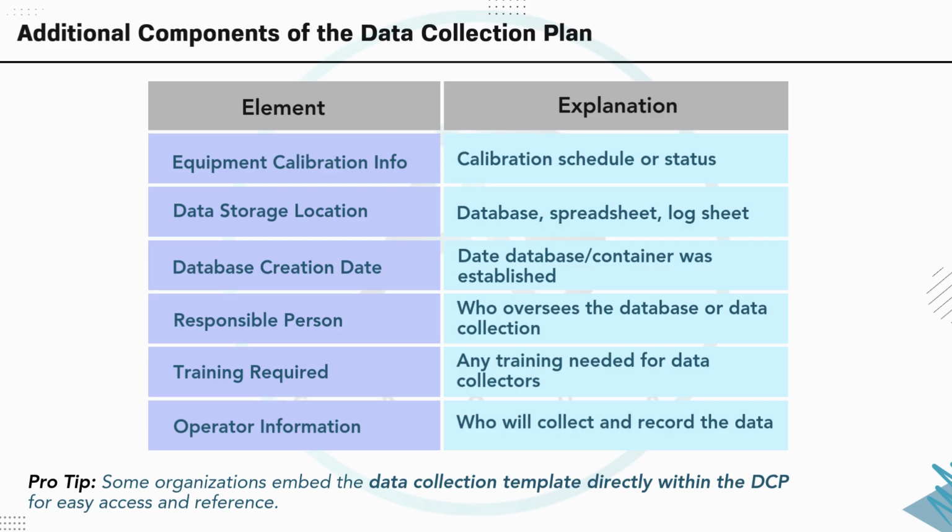Database creation date. Document the date the data container was established to track changes or updates over time. Responsible person. Identify who is in charge of data oversight. This accountability prevents confusion about ownership and follow-up. Training required. Specify any training needed for data collectors. Properly trained personnel are crucial for consistency and accuracy. Operator information. List out who will actually be collecting and recording the data. This makes the plan actionable and ensures responsibility at the ground level.